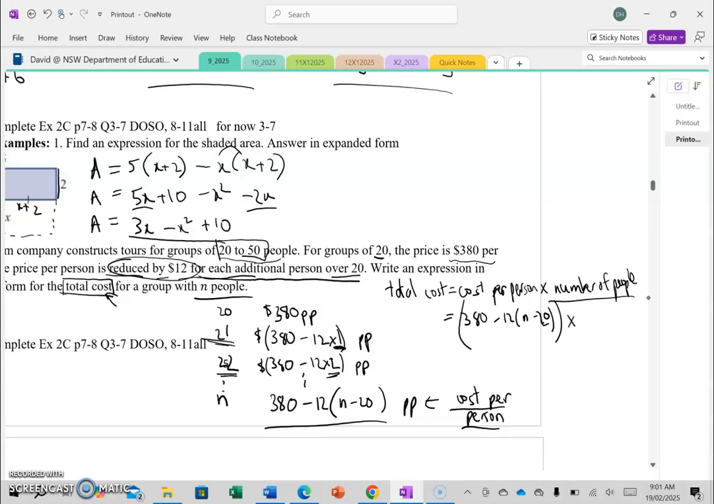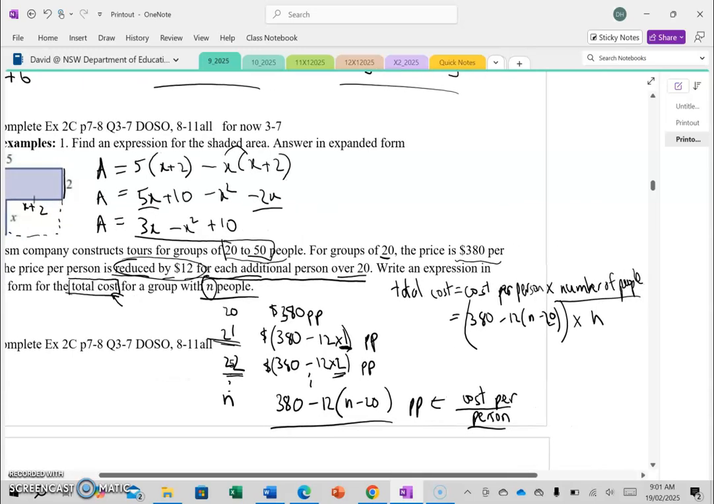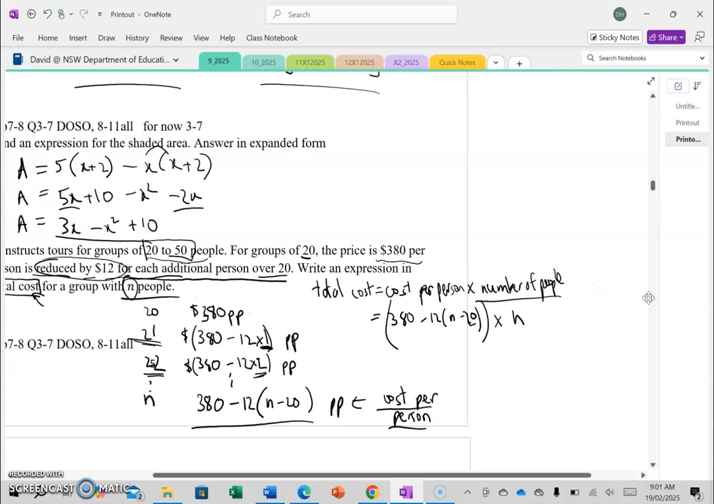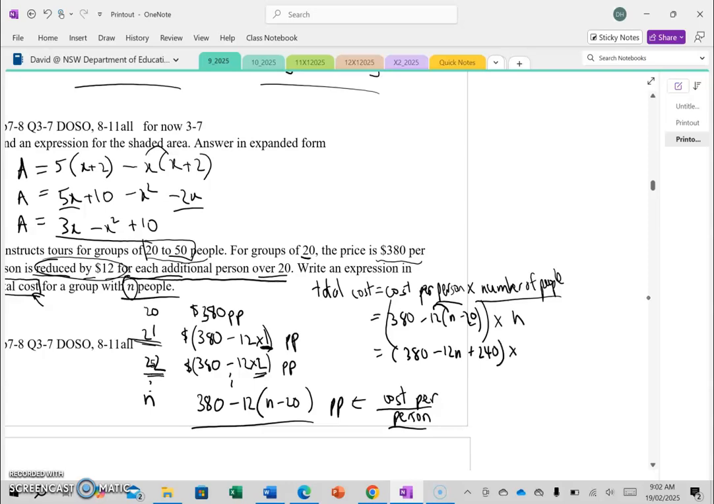Well, how many people are there? There are n people in the group, so that'll be times by n. So the total cost is going to be this expression. And it says in expanded form, so we need to expand this expression out. So let's do that. 380 minus 12n, that's going to be a negative times a negative being a plus 240 times n. I'm going to collect like terms inside the brackets here. That's going to be 620 minus 12n times n.